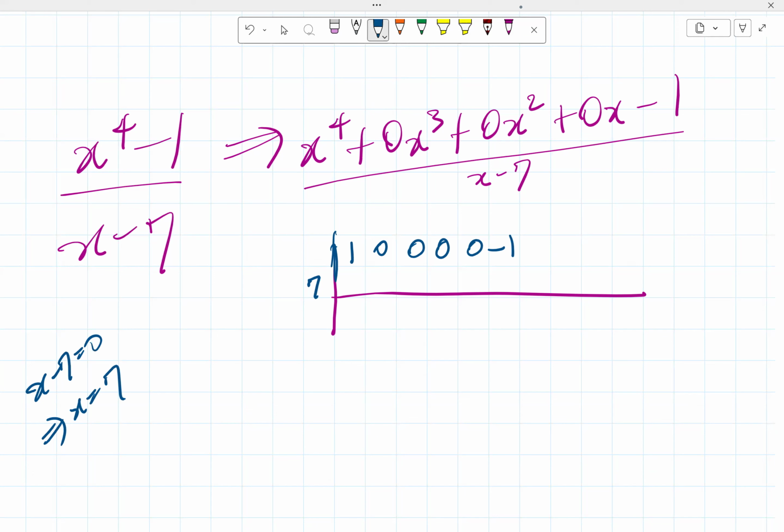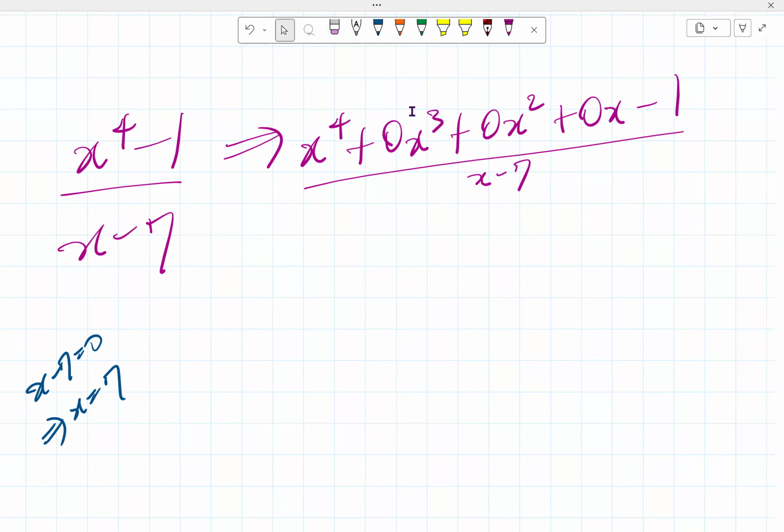So what I'm going to do is drop this 1. When I drop 1, I have 7 times 1, that is 7. So I add 0 and 7, which is simply 7. The next thing, I have 7 times 7, 49. 0 plus 49 is 49. Next, I have 7 times 49. That is getting crowded, so let me allow for some space.